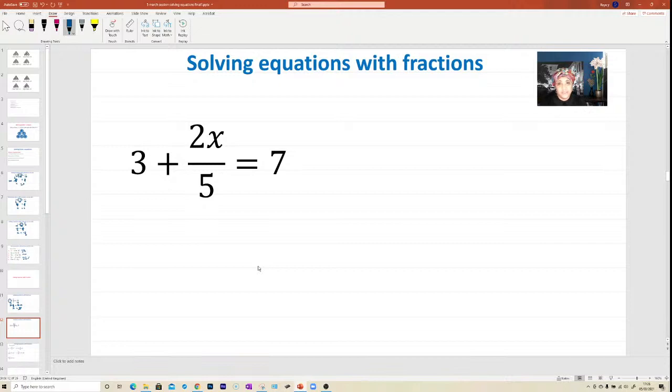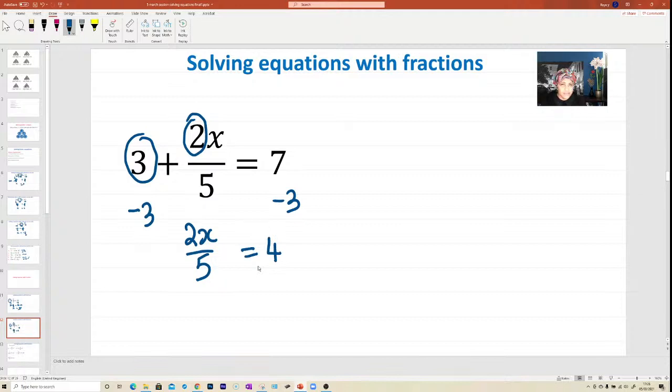So I've got a slightly different question here. I've got a 2 this time here. I've got 2x. The previous question had just x. So again, we want to get rid of this number here before anything. So here we go. Take away 3 and take away 3. 3 take away 3 is 0. Then we are left with 2x divided by 5. And that's equal to 7 take away 3 is 4.